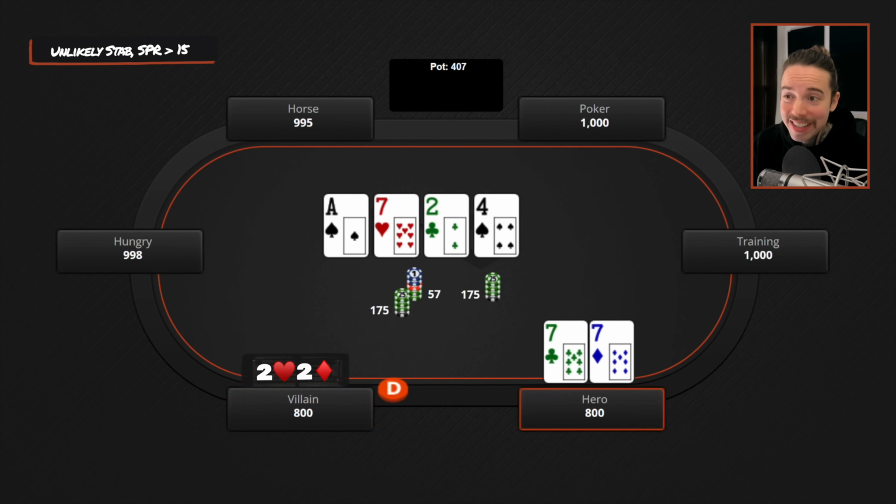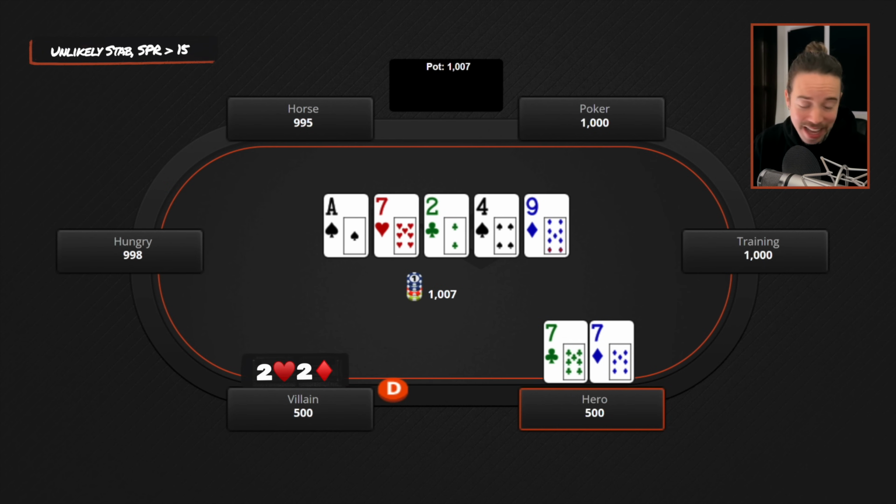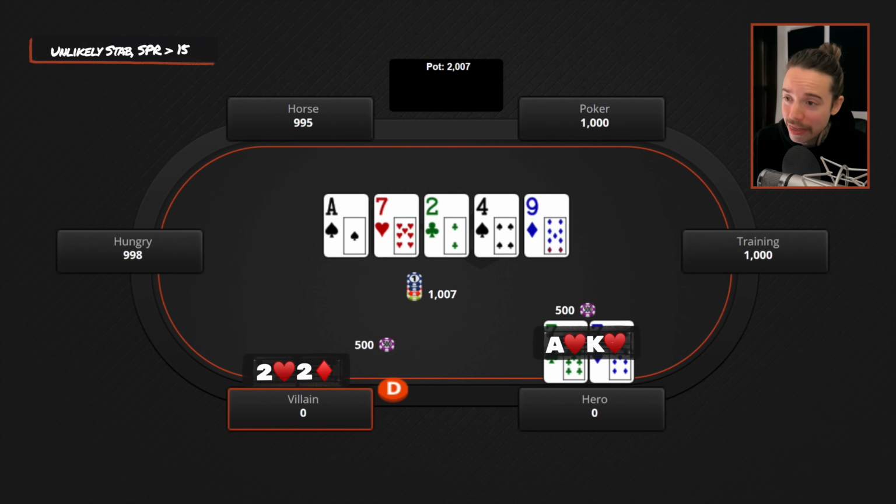And pocket 7s is a hand that is quite comfortable when all the money goes in. We're just going to have the best hand 99.9% of the time. Whereas if we have a hand like ace king or ace queen on this particular board, if all the money goes in, we are probably value owning ourselves at a high frequency.